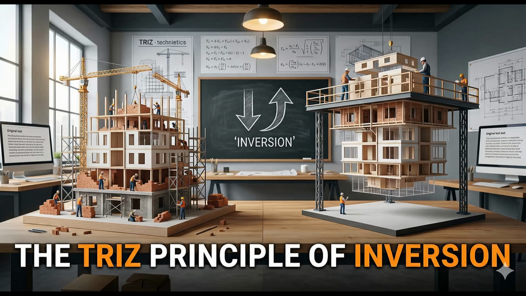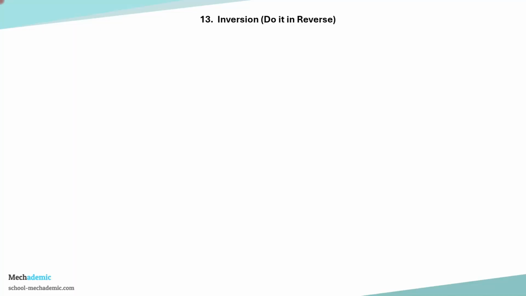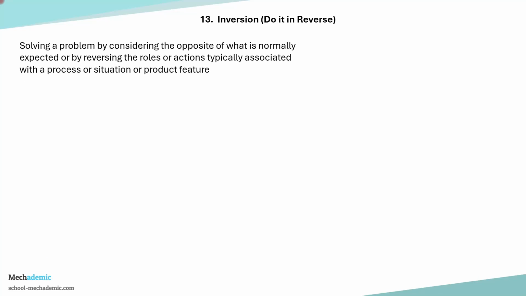So basically you have a contradiction where two parameters are conflicting with each other, and you use a TRIZ principle to overcome that contradiction, and one of those TRIZ principles is inversion. So let us see what inversion is about with plenty of examples. Inversion is solving a problem by considering the opposite of what is normally expected, or by reversing the roles or actions typically associated with the process or situation or a product feature.